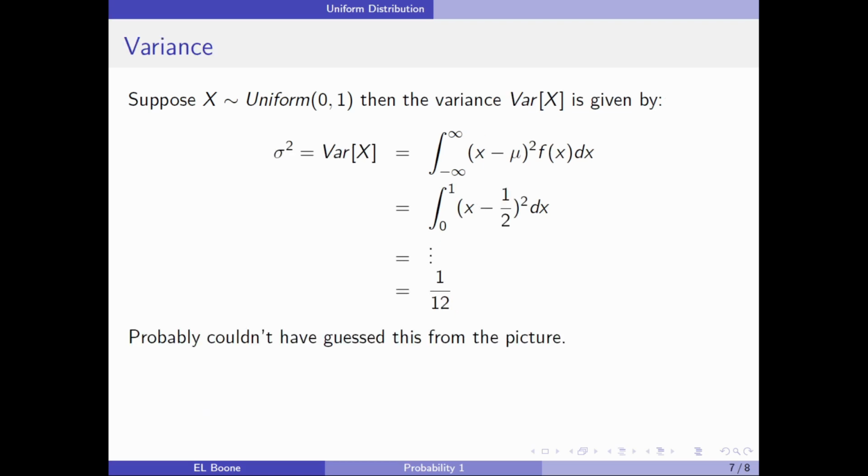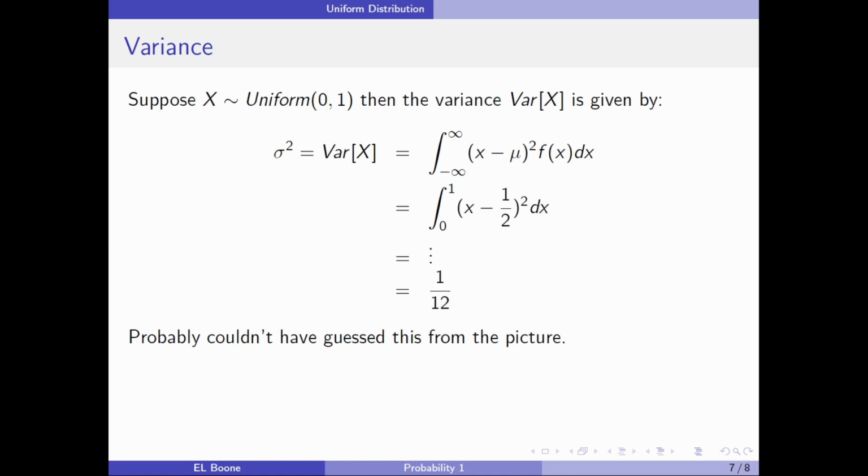I'm going to skip the steps on the variance, but if X follows a uniform(0, 1), then the variance of X is given by this, which is the variance formula for a continuous distribution from our last video. Here's the formula once we plug in mu of a half, and if you do all the algebra and calculus along the way, you'll end up with 1/12. I couldn't have guessed that from the picture, but this is the number you'll end up with.